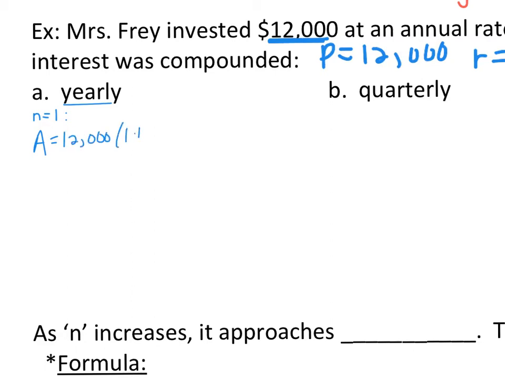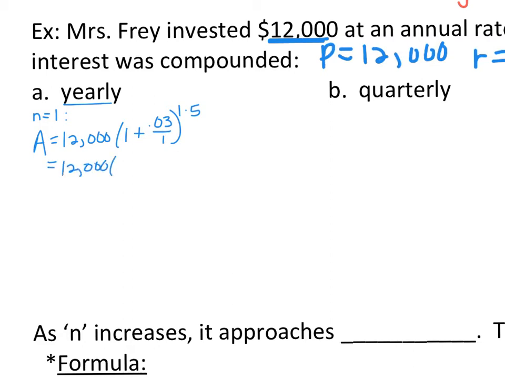And then it's 1 plus r over n, so 0.03 over 1, to the nt power, 1 times 5. And then we just simplify. So it's very easy to plug in the parts that you know. They should stay pretty consistent.